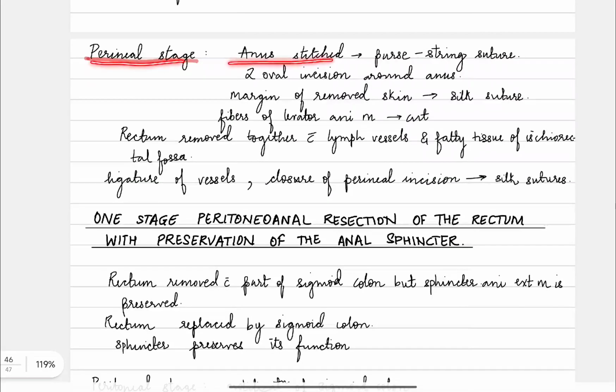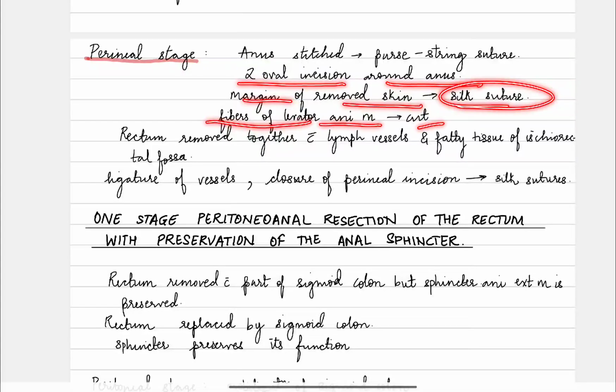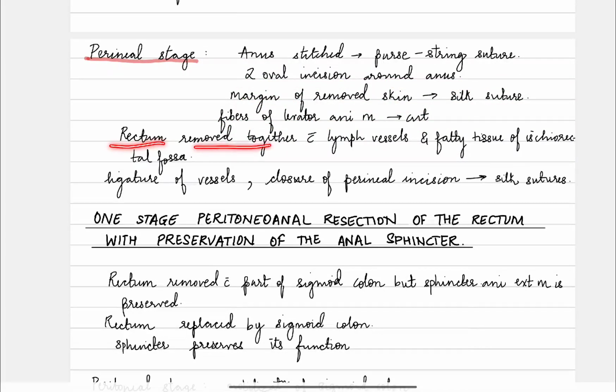Perineal stage, anus is stitched by purse string sutures, 2 oval incisions around the anus, margin of removed skin by silk suture, fibers of levator ani muscles are cut. Rectum is removed together with lymph vessels and fatty tissue of the ischiorectal fossa, ligature of the vessels, closure of the perineal incision by silk suture.